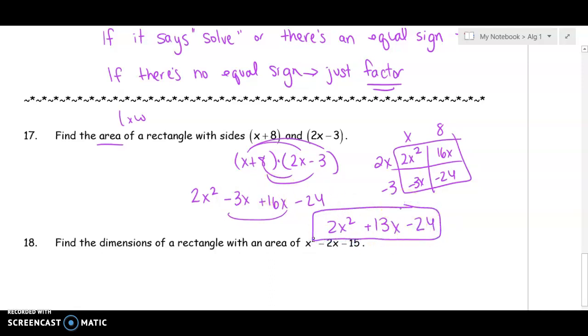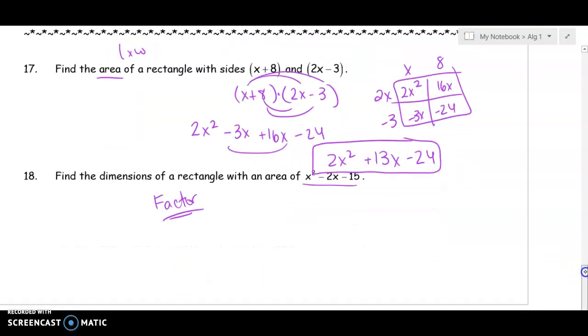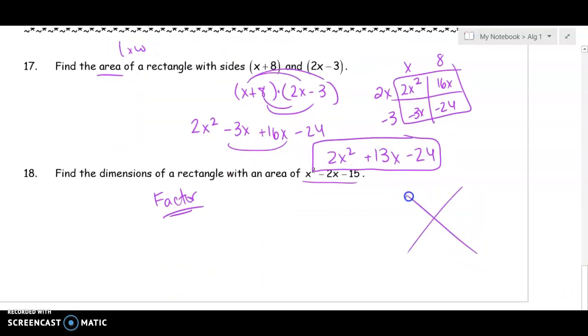All right, and then the last problem, find the dimensions of a rectangle with an area. This time it gives you the area. All this means is you're going to factor it. That's it. So you're going to do your little box problem. It's got to multiply to be negative 15 and add to be negative 2. All right, those two numbers that are going to work are negative 5 and 3.